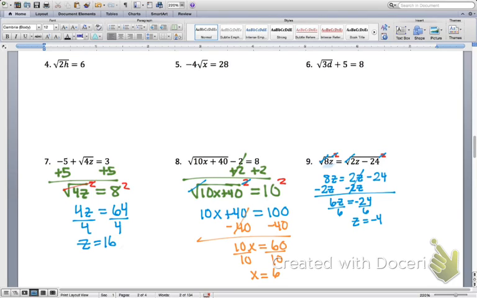So this is the general idea of solving radical equations. Isolate the radical and then square it. After that, just solve as regular. So go ahead and get started on your practice, and good luck.